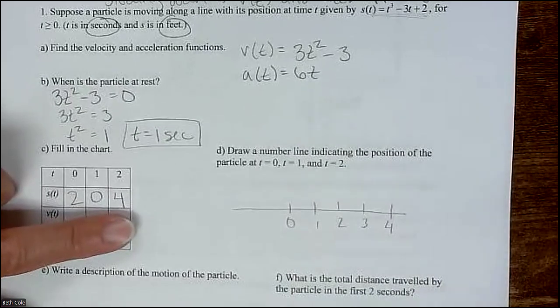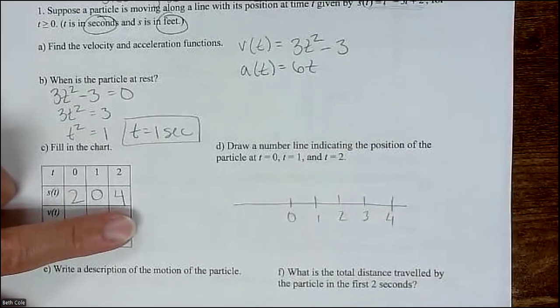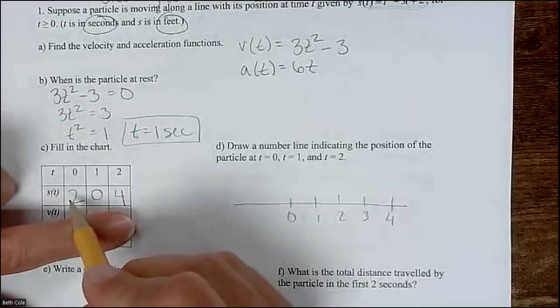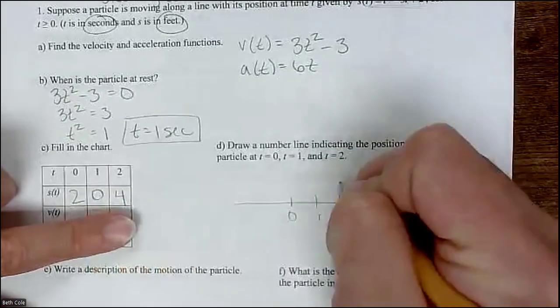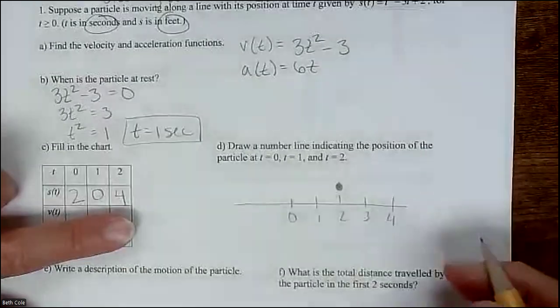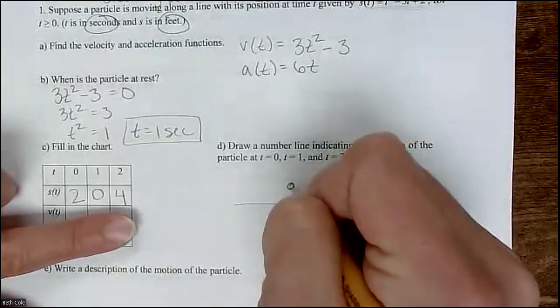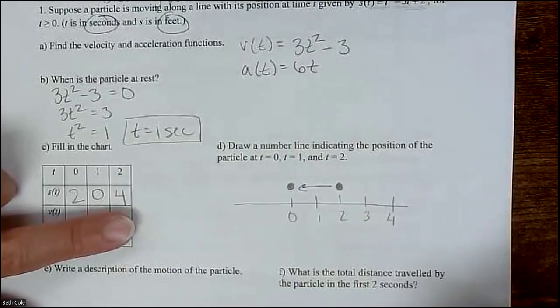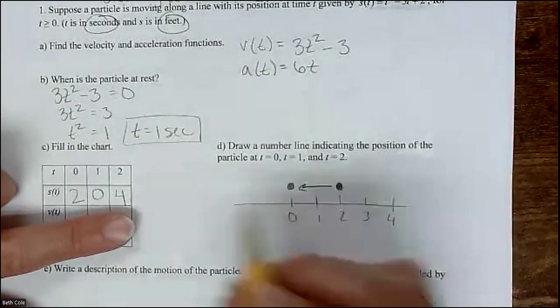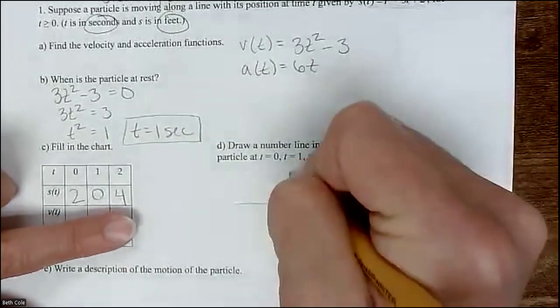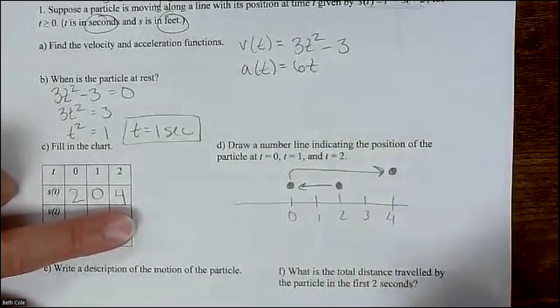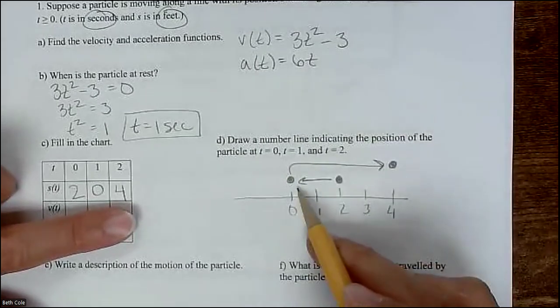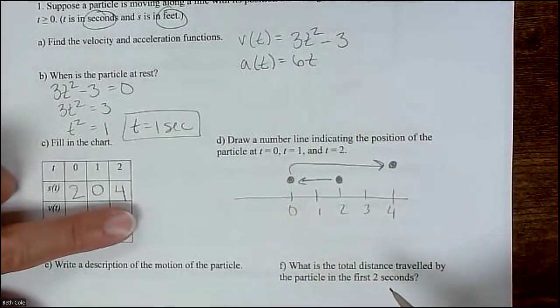Your particle can be anything you want. If you want to draw a little car or a little stick figure person or whatever you want, that's fine. I'm going to draw a circle because I don't have the art skills for that, right? But we start at 2. Do you see that? Wherever 2 is, that's where we started. We move to 0, so like that. And then we move to 4. So you can see the motion happening. So we go from 2 to 0 and then turn around, go from 0 to 4.